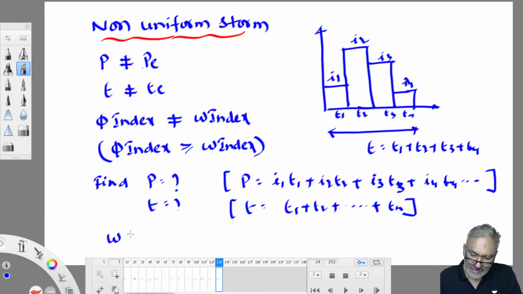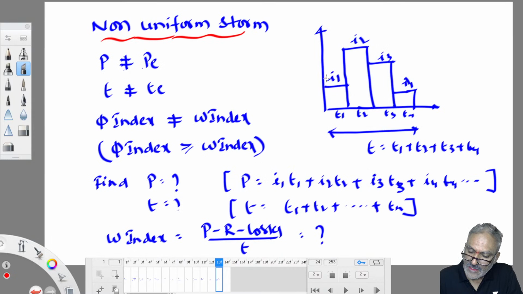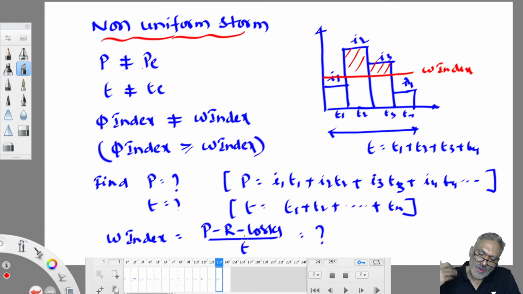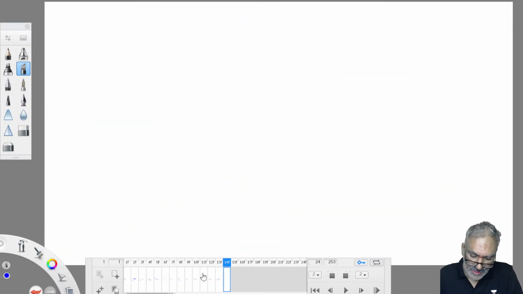Then work out the double index. The double index is equal to P minus R minus losses, divided by T. If losses are not given, we take 0. Once the double index is found, suppose we superimpose the double index line. The thing above the double index is runoff. The values lying below the double index never lie above the pi index, because the pi index is slightly more than the double index. Therefore, I values which are less than the double index don't produce any runoff, so they are neglected.